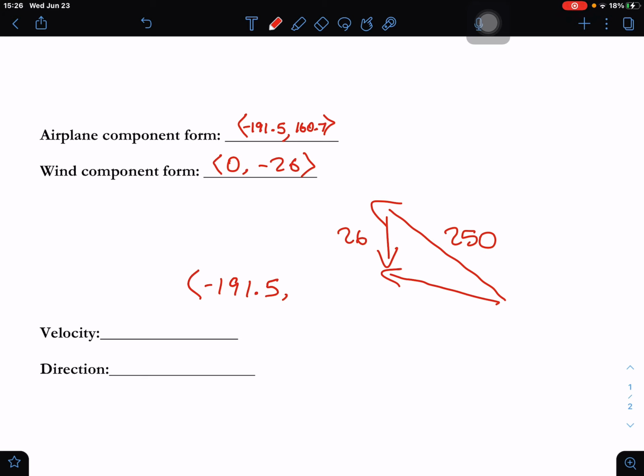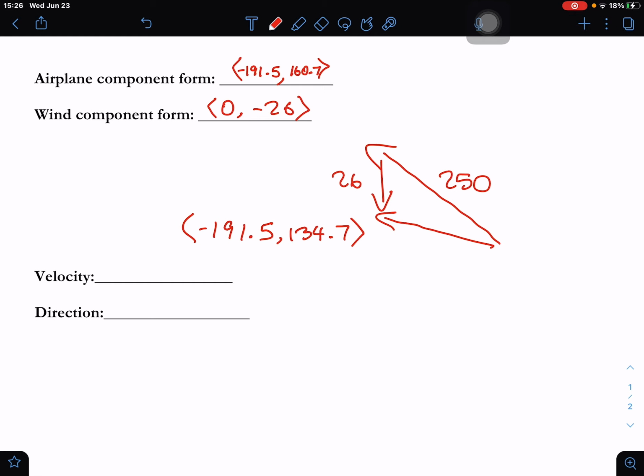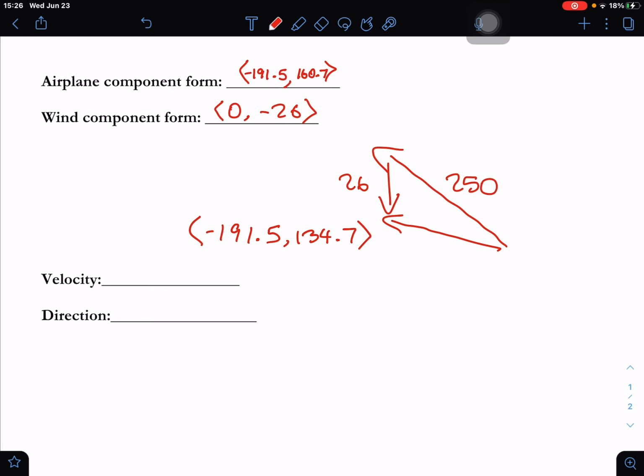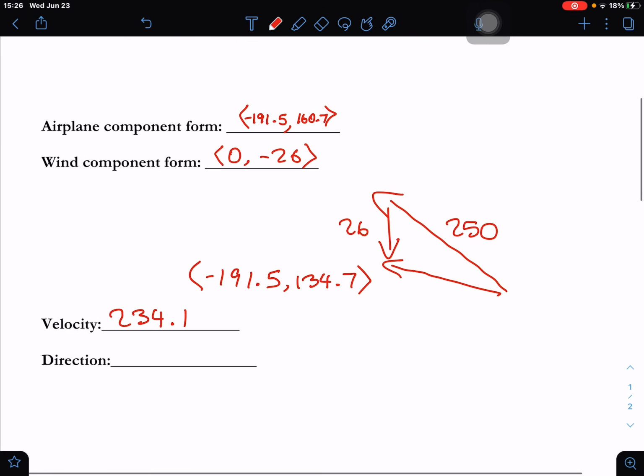And then putting it in the calculator, 160.7 plus negative 26 is going to give you roughly 134.7. And now we just have to plug this into the distance formula. So we have to do negative 191.5 squared plus 134.7 squared. And then we have to take the square root of that value. So we're going to end up getting roughly 234.1. So our velocity is going to be roughly 234.1 miles per hour.